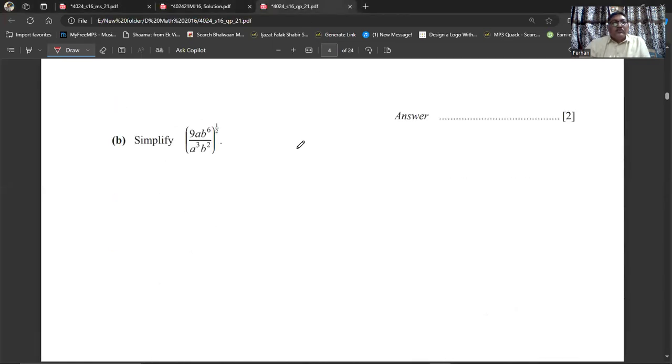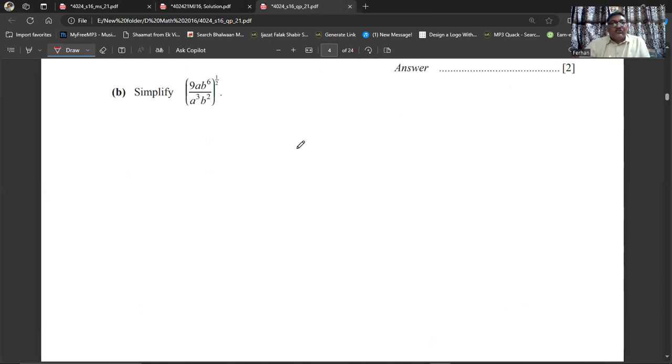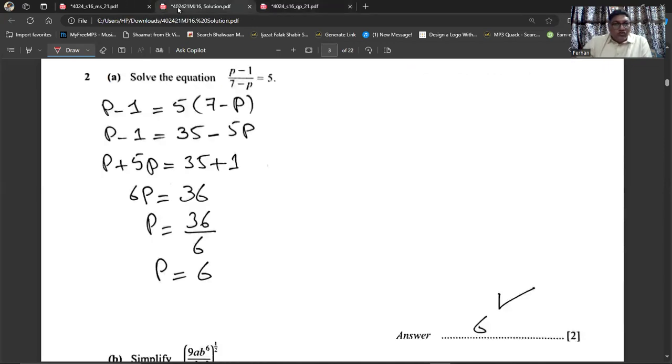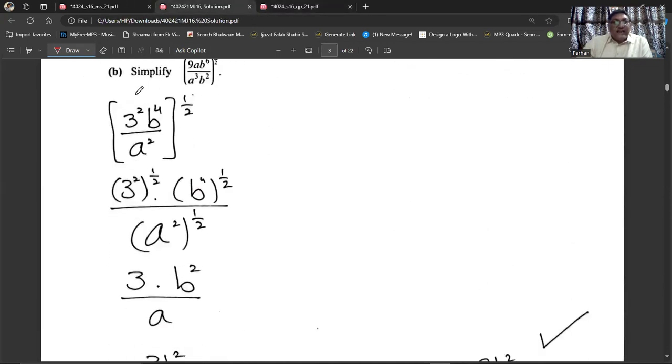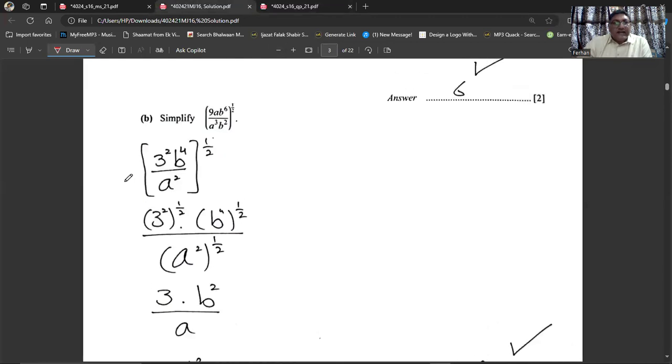So question number 2, and it's a B part, and it's a 2 marks question. Here we have a bracket. Inside the bracket, we have 9ab raised to power 6 divided by a cube divided by b square. And on this whole fraction, we have a power of 1 by 2. So first of all, I will try to solve inside that bracket. So we will have 3 square and b raised to power 4. Why b raised to power 4? This is b raised to power 6 divided by b raised to power 2. So from 6, subtract the 2 power. So you will be left upstairs with b raised to power 4.